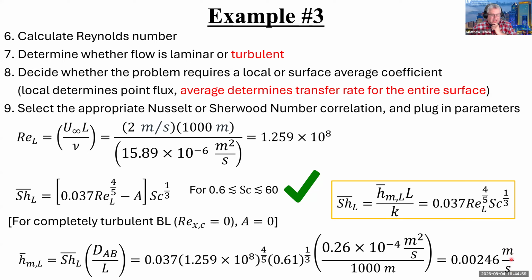Notice the units. It's meters squared, so it has units of velocity, kind of a weird unit for a mass transfer coefficient, but that's what it is because it ends up getting multiplied by a species concentration, right? So the units work out fine, but this is not meters squared per second. It's meters per second. Okay, and now I have everything I need, right?